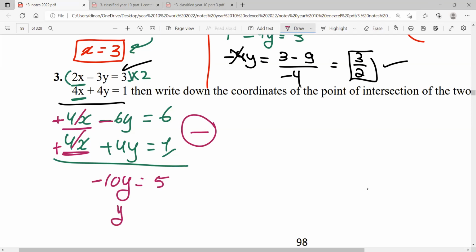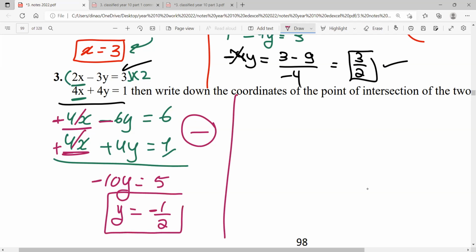Of course, we divide by negative 10, not add 10. Miss, change the sign and move it to the other side. We divide because negative 10 is multiplied. 5 divided by negative 10, in simplest form, is negative half. You can keep it as a fraction or as a decimal, up to you.